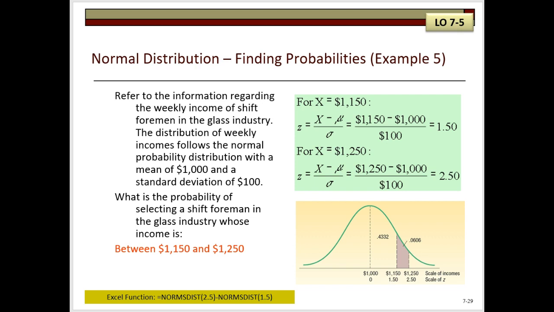And finally, what if we wanted to find the probability of selecting a shift foreman whose income is between $1,150 and $1,250? Note that both random numbers are above the mean of the distribution. This tells us that the eventual answer, or the probability, is a value that is less than 0.5. Converting the values into z-scores, we obtain 1.5 and 2.5 respectively. Then we find the area between 1.5 and 2.5 using the Excel function listed at the bottom of the slide. Once again, we get 0.0606. Then we are going to verify this answer using the standard normal distribution table on the following slide.